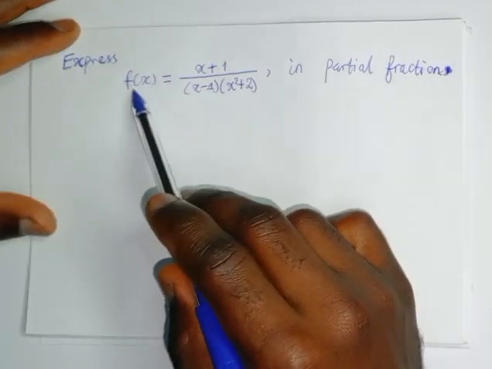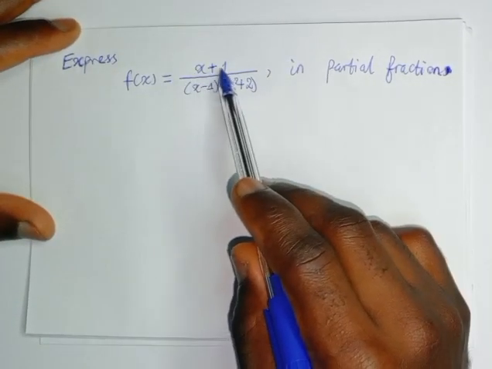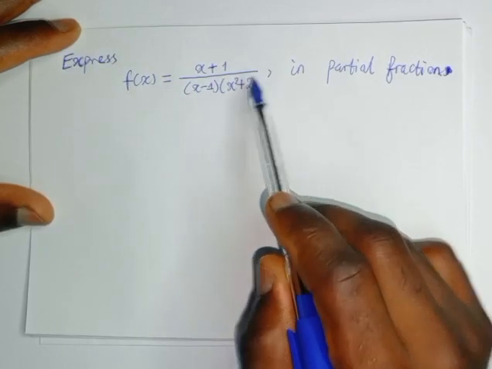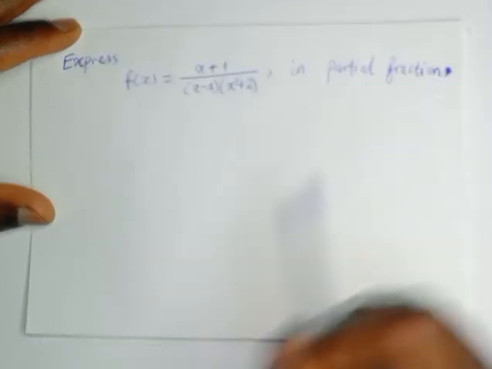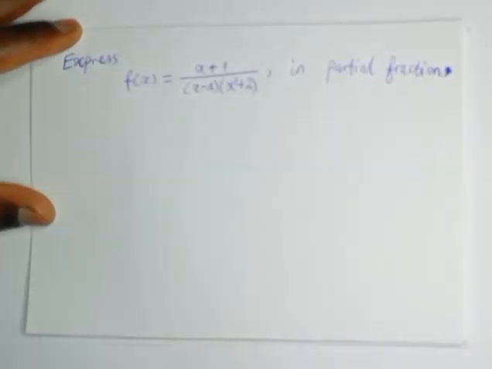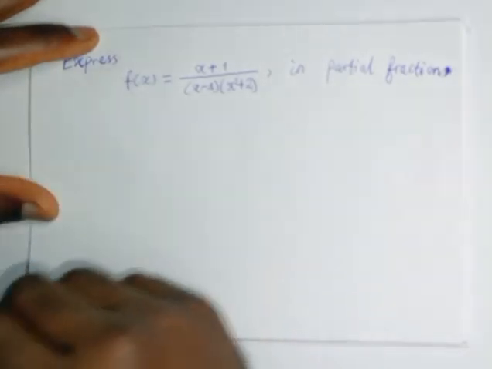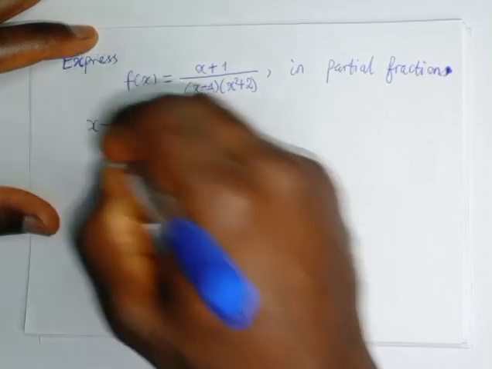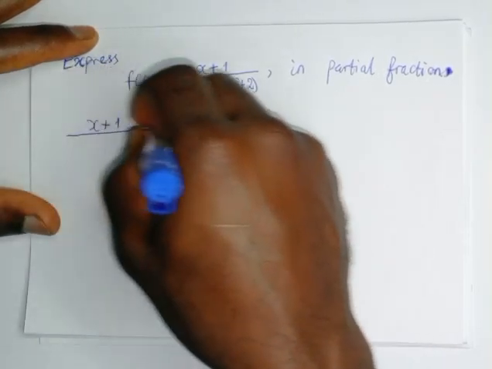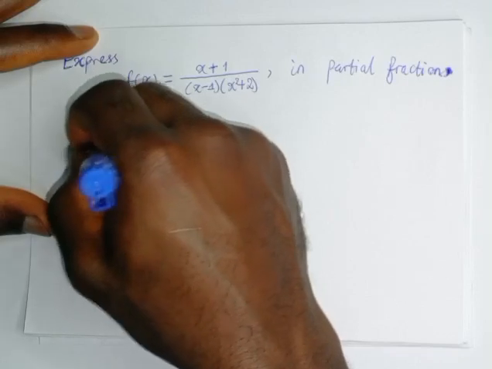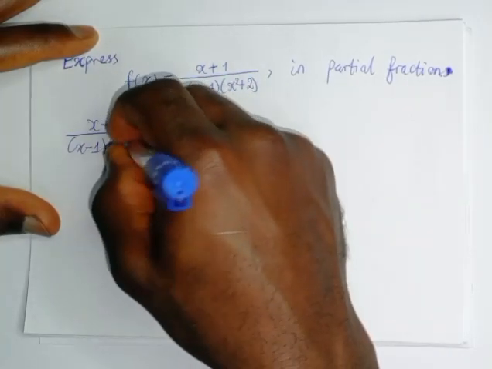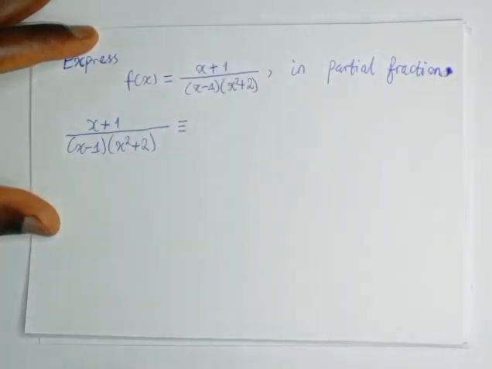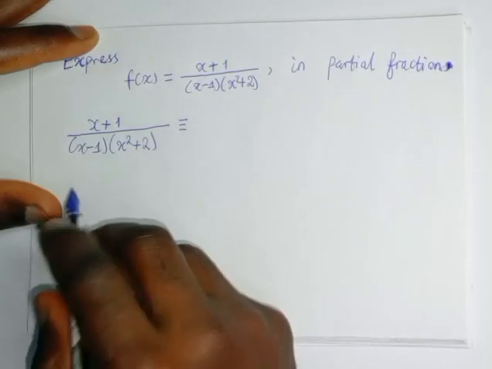Express f of x equal to (x plus 1) all over (x minus 1) times (x squared plus 2) in partial fractions. For us to express this in partial fractions, we are going to break (x plus 1) over (x minus 1) times (x squared plus 2) to be identical to here.